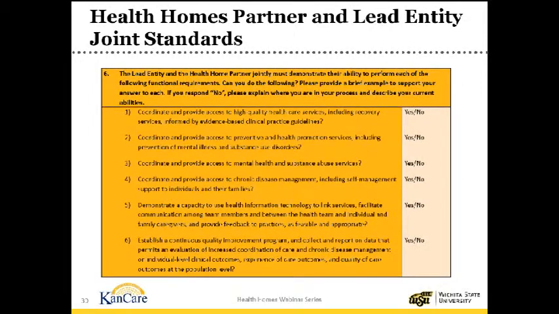This is an important one, and I do want to read through a little of this. The lead entity and the household partner jointly must demonstrate their ability to perform each of the following functional requirements. Can you do the following? Please provide a brief example to support your answer to each. If you respond no, please explain where you are in your process and describe your current abilities. So I think it's very important to note that it's okay to say no, but please tell us where you are and what it would take to move forward.